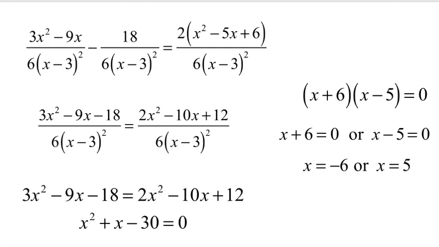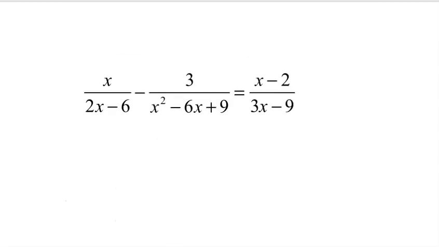But we don't just finish. We, of course, have to check the domain. So we're going to go back to our original question and see what numbers were not allowed. What numbers would give us a 0 in the denominator? So this was our original question. 2x minus 6 is 0 when x is 3. 3x minus 9 is 0 when x is 3. x squared minus 6x plus 9 is x minus 3 times x minus 3, which is 0 when x is 3. So all of these would be 0 when x is 3. 3 cannot be our solution.